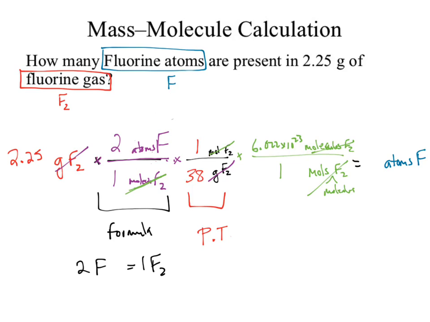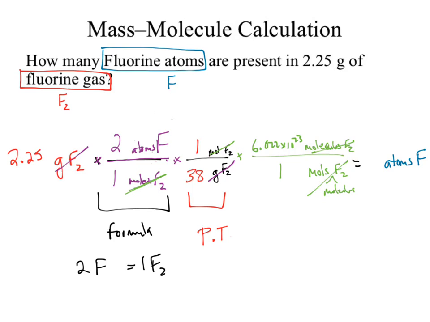That unit cancels. What unit are we left with? Atoms of F. What are we trying to solve for? Atoms of F. What did we just do? We solved it. Okay? So let's backtrack. We're going to backtrack for one important reason.